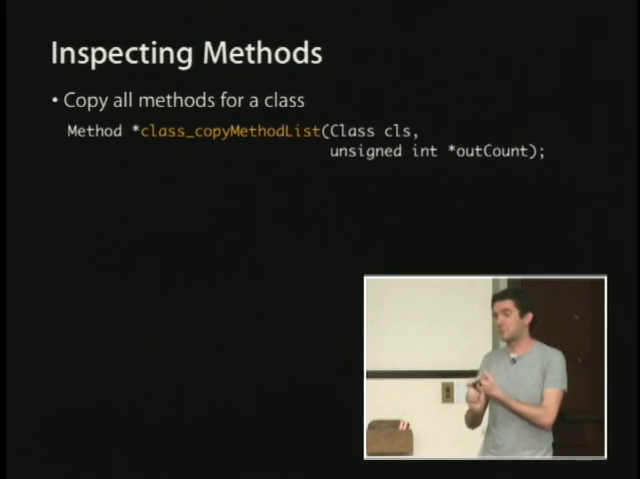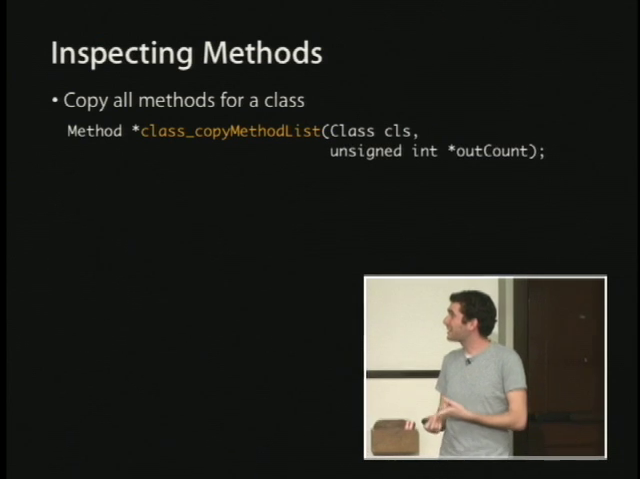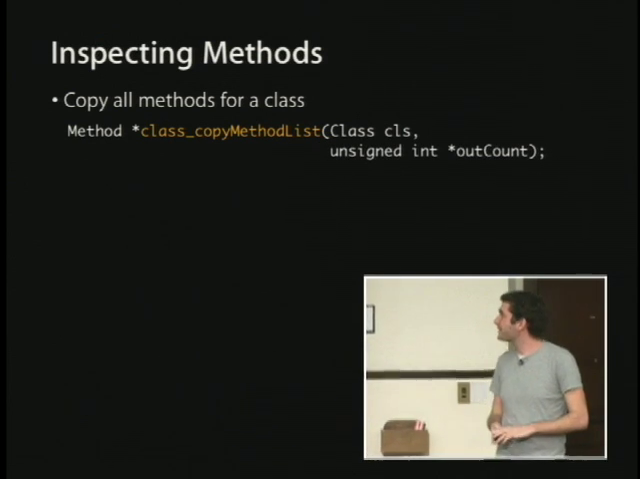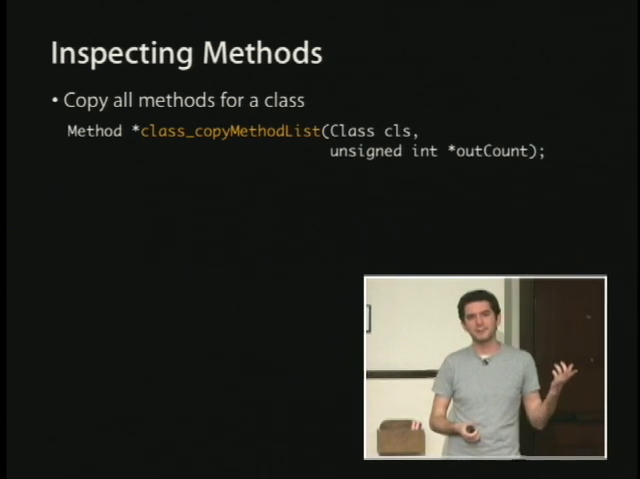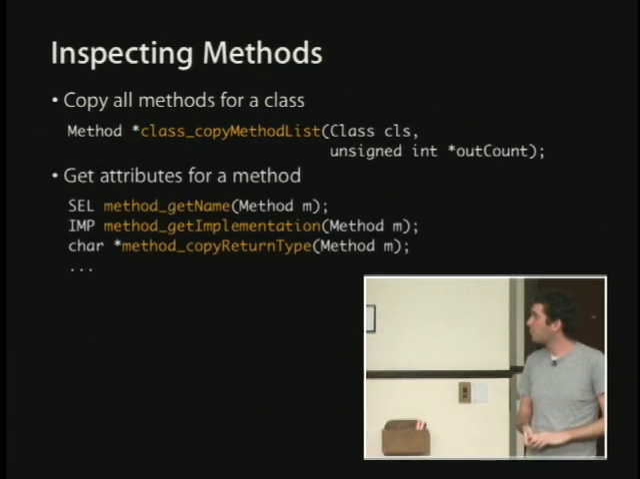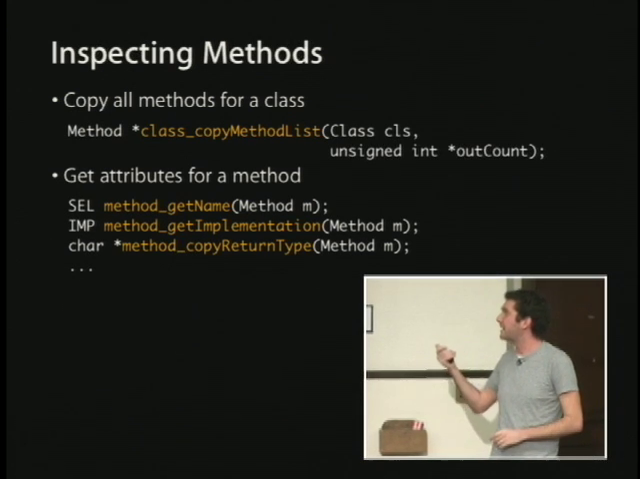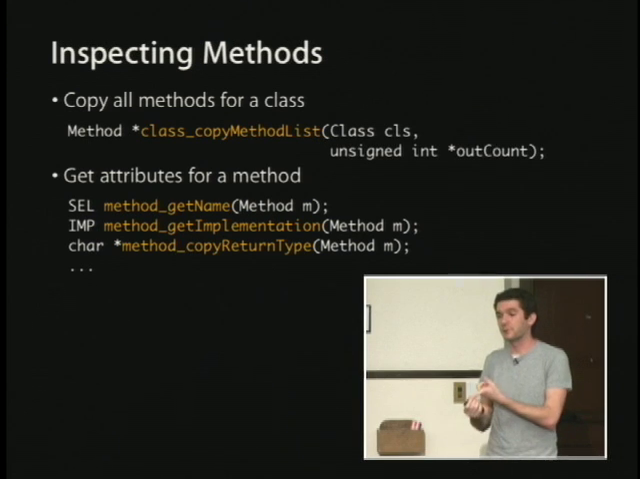This is probably one of the most interesting ones right off the bat. class_copyMethodList. Given a class and an output value where it's going to write out how many methods it copied, it will return you a malloc'd array of all the methods that that class defines. Once you've got those, you can then get things from them, like their selector. So method_getName, given a method that we just got back from this function, will give us the selector used to call that method.